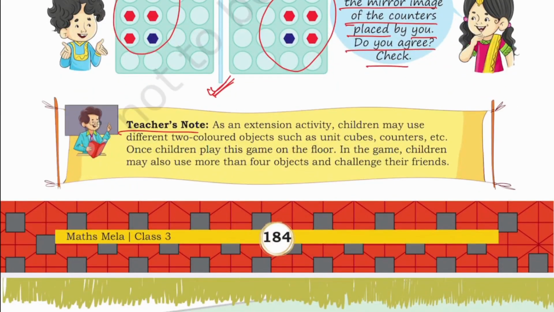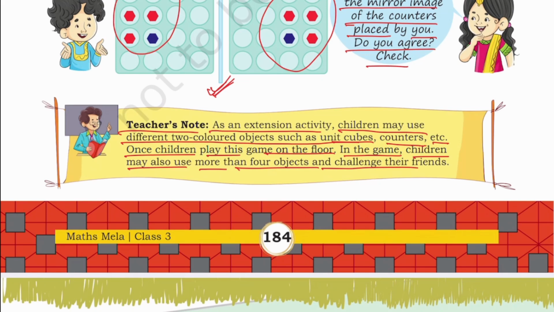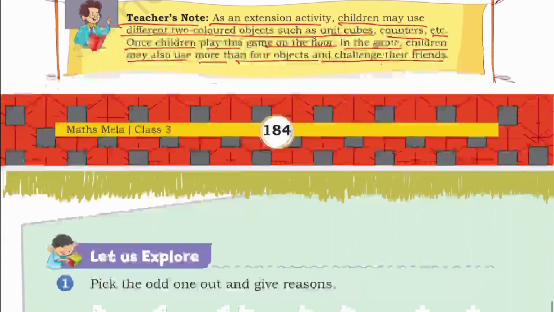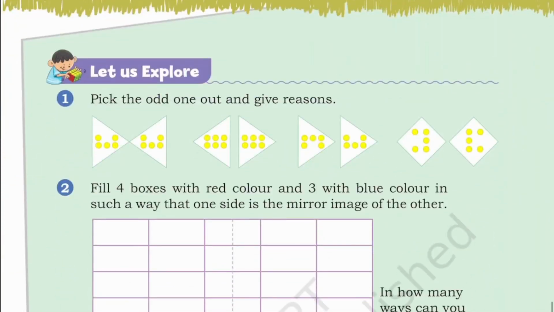Teacher's note. As an extension activity, children may use different two-colored objects such as unit cubes, counters, etc. Children can play this game on the floor. In the game, children may also use more than 4 objects and challenge their friends.